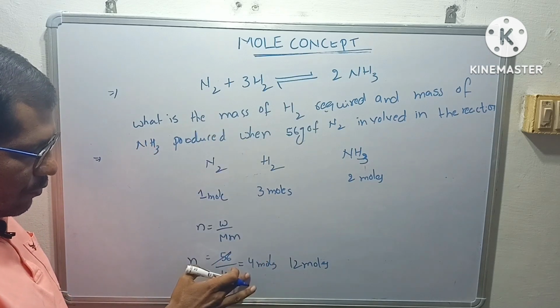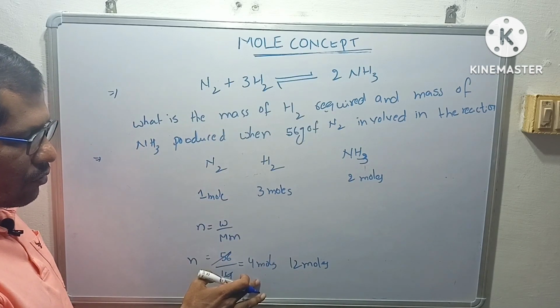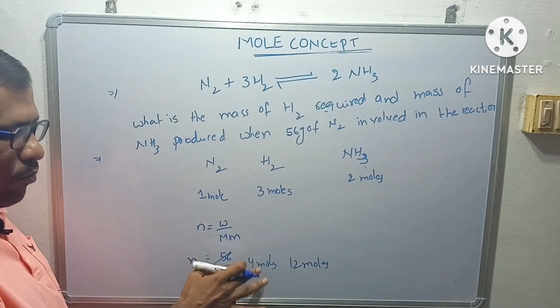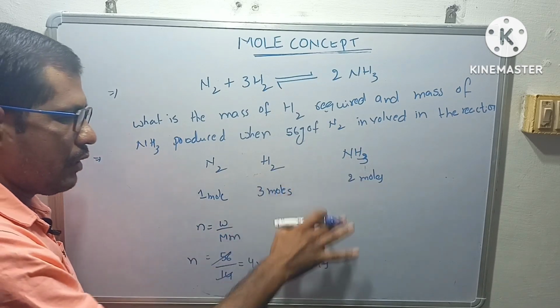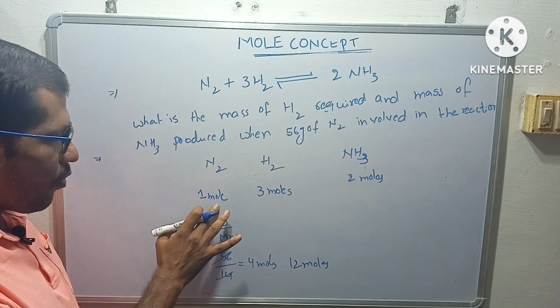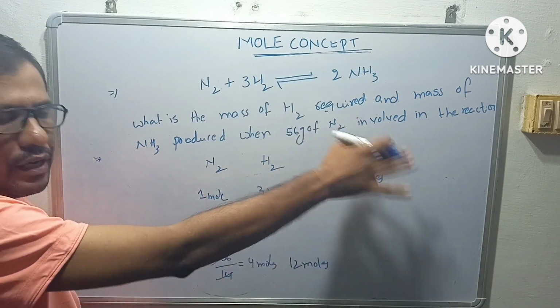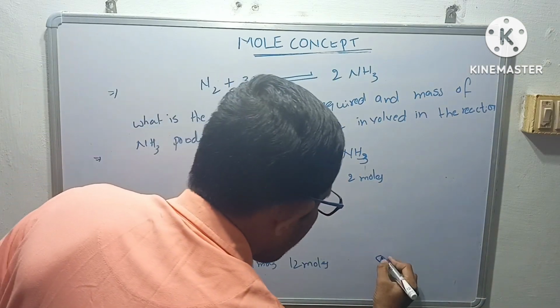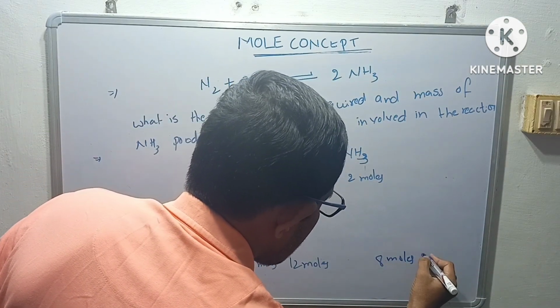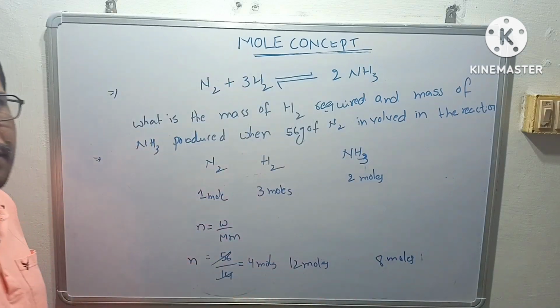But as per the calculation, we got 4 moles of nitrogen. For 4 moles of nitrogen, 12 moles of hydrogen is required. And if you calculate, for 1 mole of nitrogen, 2 moles of ammonia is produced. So for 4 moles of nitrogen, 8 moles of ammonia is produced.